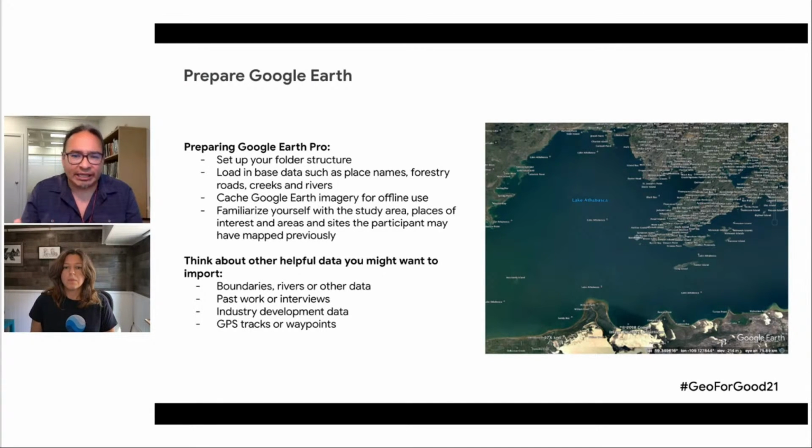Be familiar with the areas that you're talking about. Fly around, understand what some of the key places are that you'll want to ensure are highlighted on the map. And other layers that might be important that you might want to include are boundaries, rivers, past work that the community has done, or other interview data. You might have information about an industrial development, or you might have information where you went out onto the field with a GPS, so loading those tracks and waypoints.